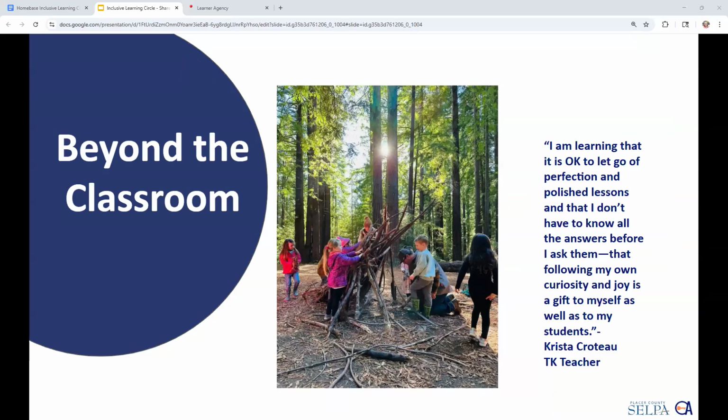The TK teacher on campus has started something called TK Forest Fridays. Being in Humboldt County, they have the great fortune of being in the redwoods, so they don't have to go far to be in the forest. I know that's not an experience everyone can have, but being in nature is definitely something, even if it's at a park. There are so many different ways to do this.